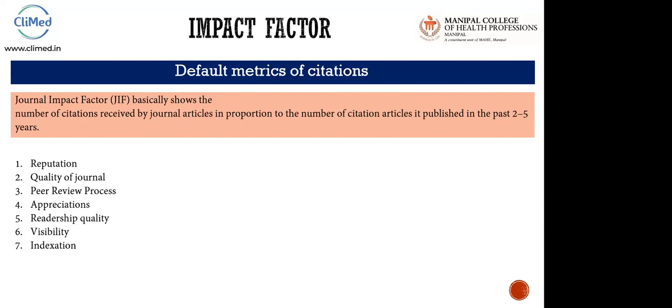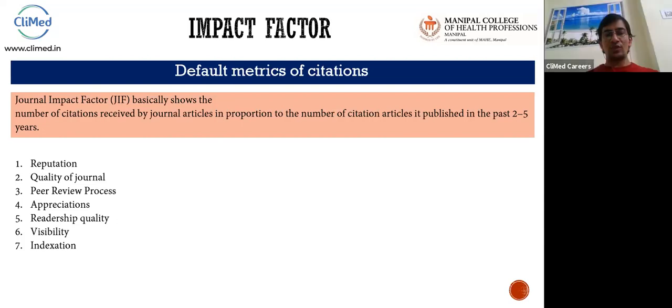So this metric comes from citations per article or citations per year. So there are two types of citations: citations per article or citations per year. Correct. So again, the impact factor reflects the reputation of the journal, the quality of the journal, the peer review process of the journal. Because if they are publishing very unique studies, very good studies, the studies that have potential for our research area, right?